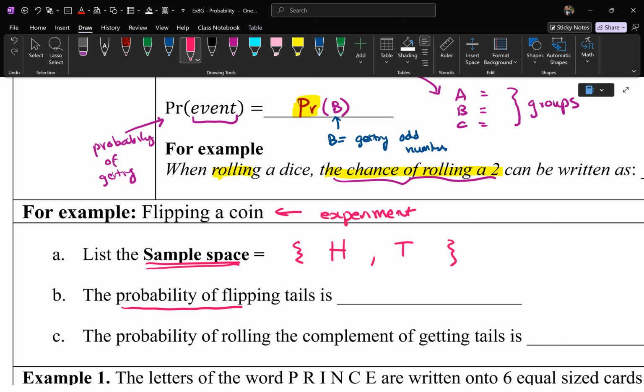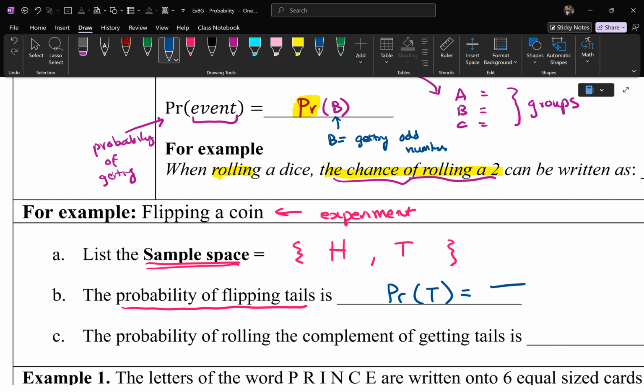Then they say probability of flipping tails. Now that's too long to write. As mathematicians, we're lazy. So instead of writing probability of flipping tails, you write, very good, PR of getting T. That there will tell people that you're looking for the chances of getting tails without actually writing probability of getting tails. That's what that means.